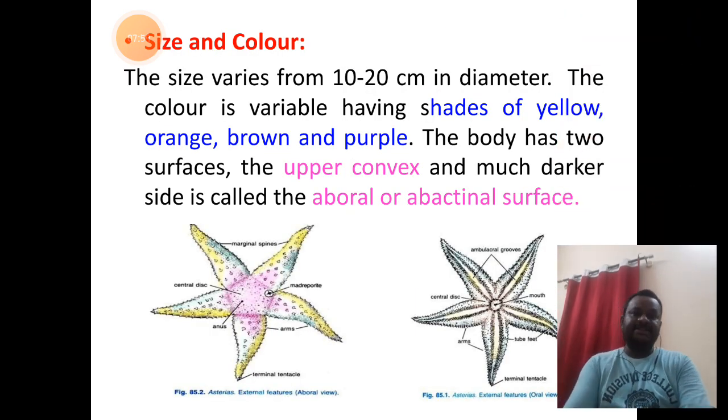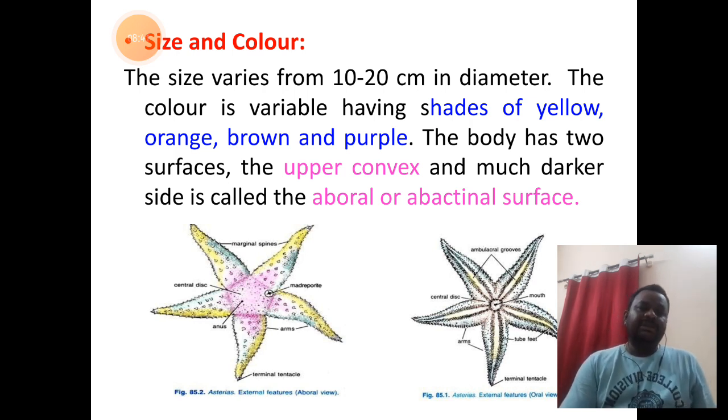The next feature is size and color. The size of the organism varies between 10 to 20 centimeters in diameter because they are radially symmetrical. The color is also variable. We find shades of yellow, orange, brown, purple, and varieties of colors in sea stars. The highest weight seen is 10 to 11 pounds; a sea star can weigh that much. So bigger sea stars are available in the sea waters.